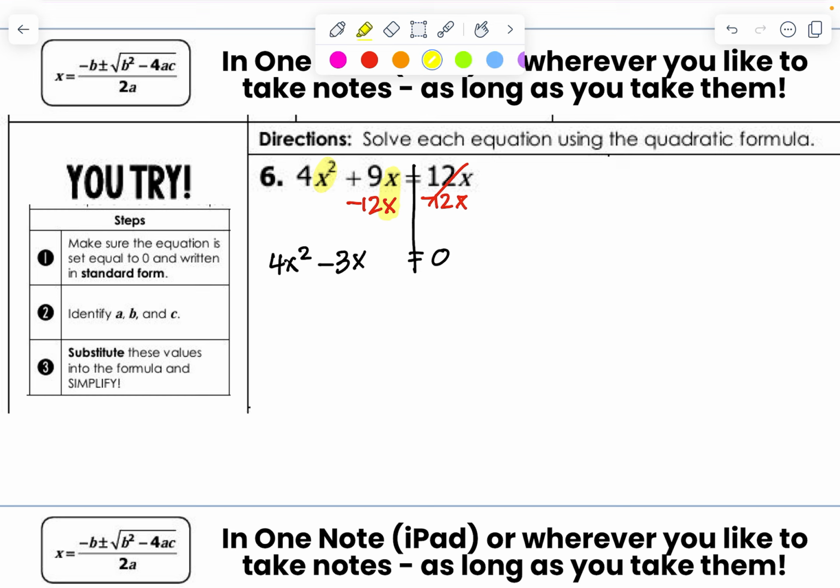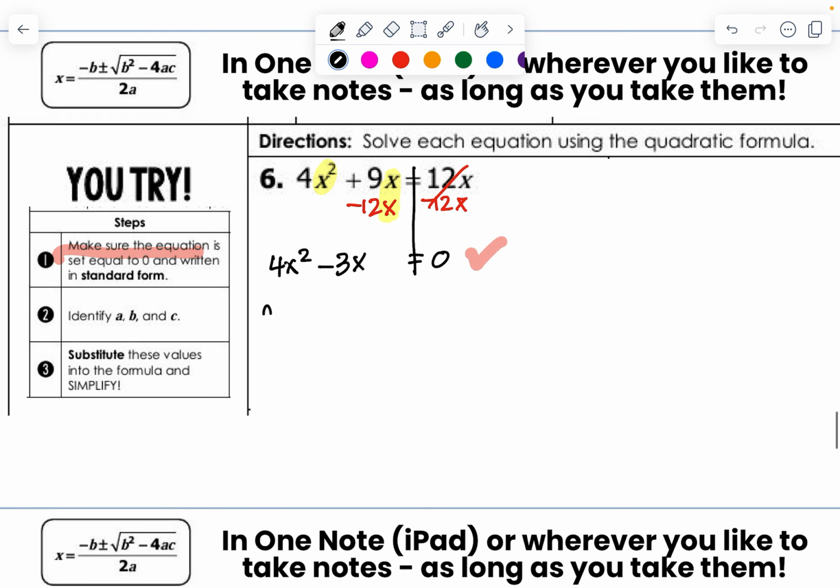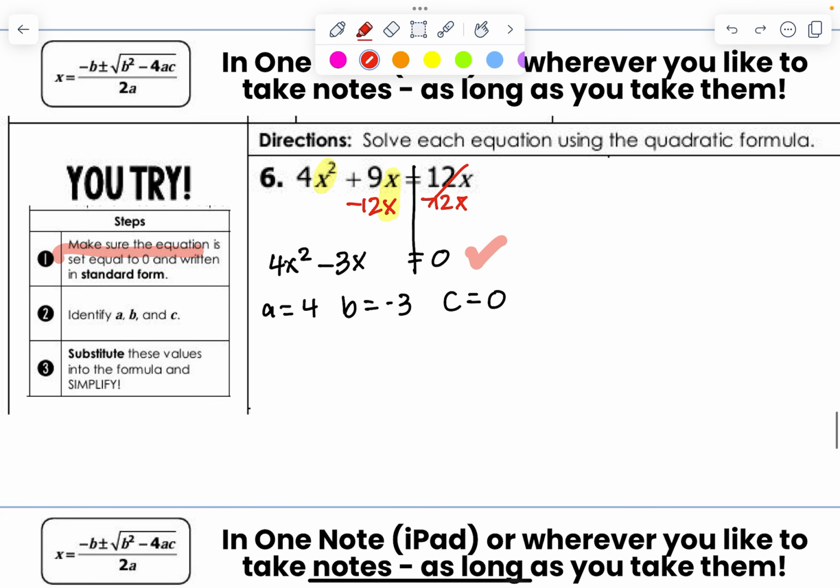Step 1, complete. Step 2, figure out A, B, and C. A is 4, B is negative 3, C, there is nothing over here, so C is 0. All right, find A, B, and C.